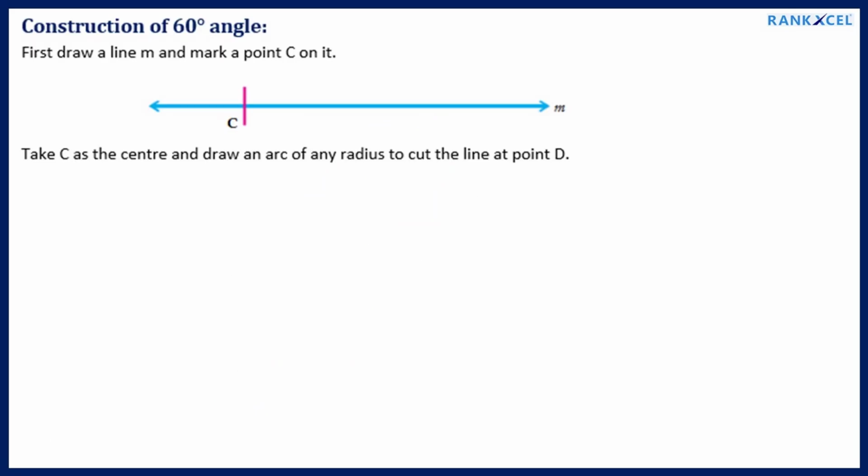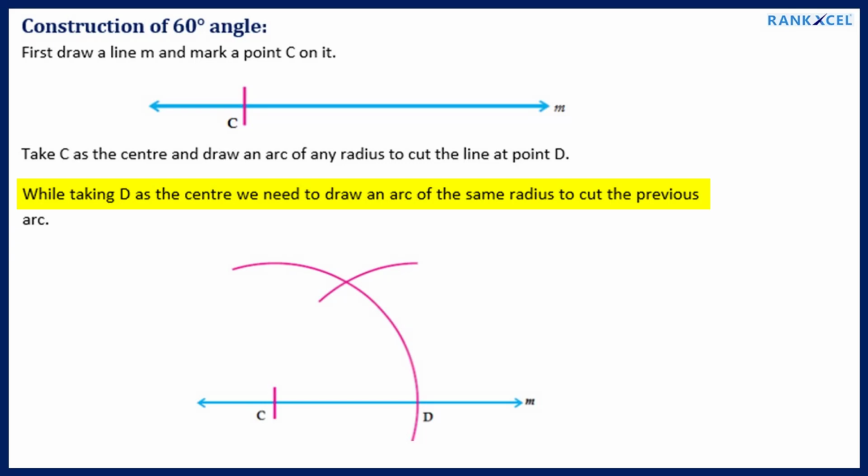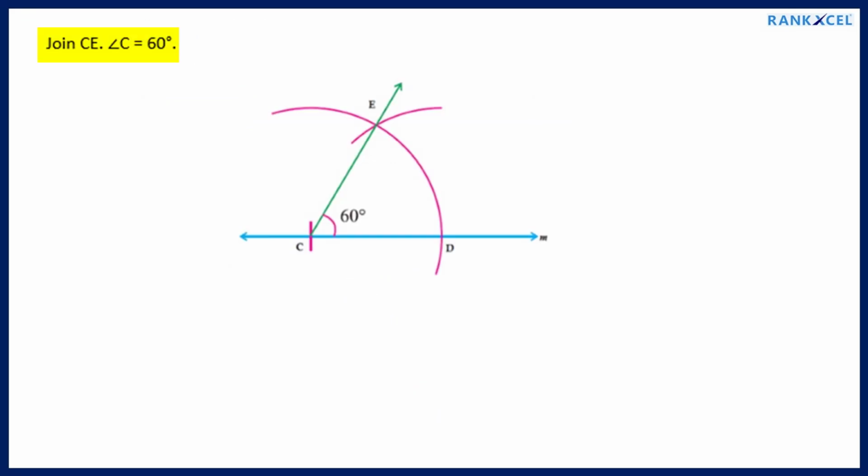Construction of a 60 degrees angle. First draw a line M and mark a point C on it. Take C as the center and draw an arc of any radius to cut the line at point D. While taking D as the center, draw an arc of the same radius to cut the previous arc at E. Join CE. Angle C equals 60 degrees.